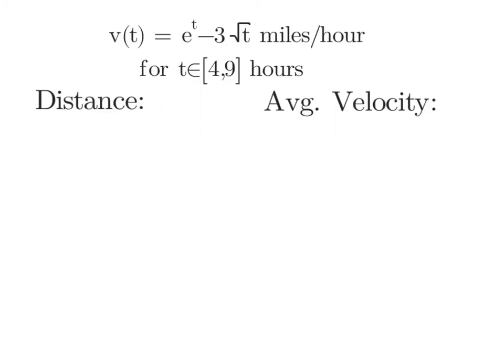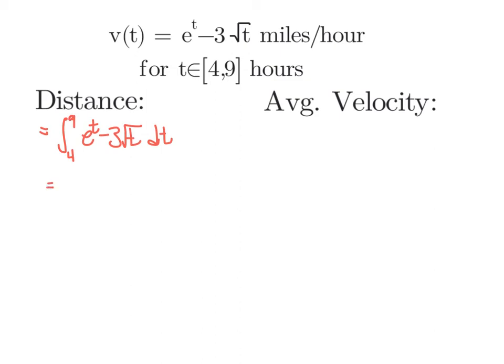So here we have another velocity function, e to the t minus 3 square root of t miles per hour for the interval from 4 to 9 hours. So how much distance gets covered in these hours from the 4th hour to the 9th hour? Remember that distance, of course, is the integral of velocity. So we're going to use our velocity function. And our interval goes from 4 to 9.